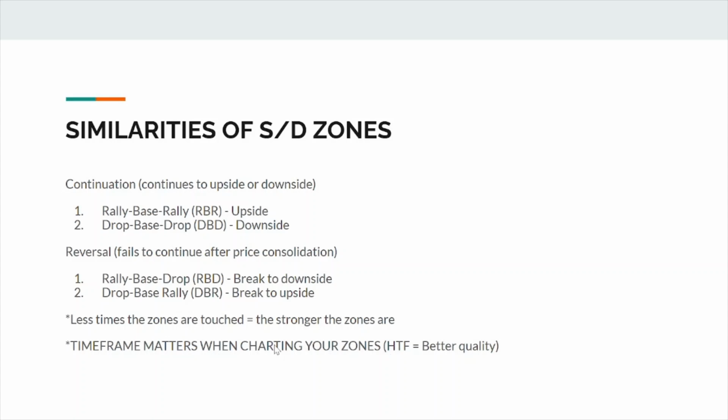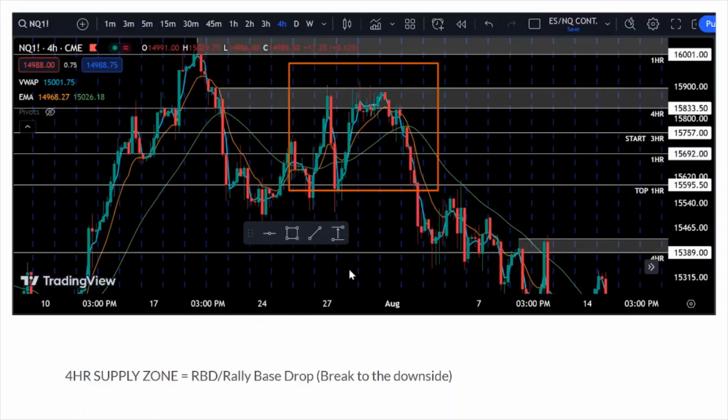So if there is, for example, a 4-hour zone that has not been touched, I would consider that to be a very strong, higher quality zone. Compared to, let's say, a 5-minute zone that has already been touched once or twice, that is going to be very weak for me. So let's go ahead and jump into a few examples to break down my strategy a little bit more and how I would read the chart with this.